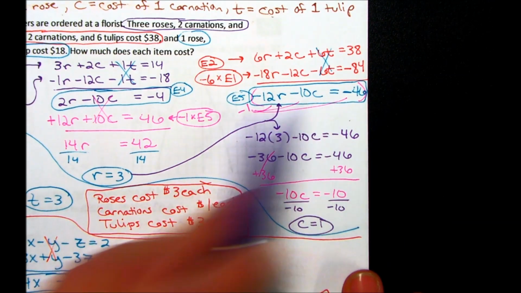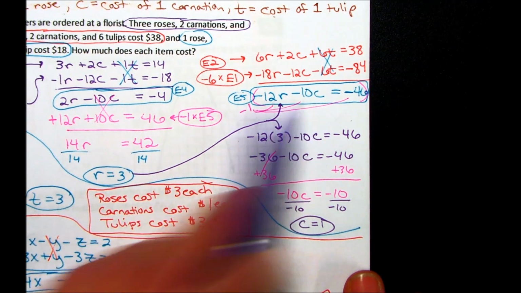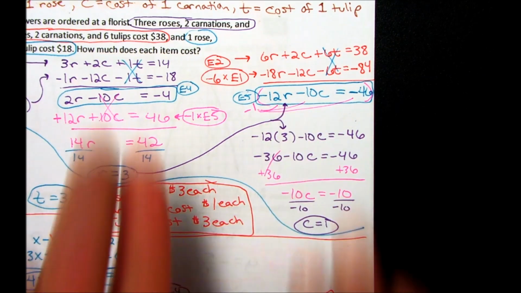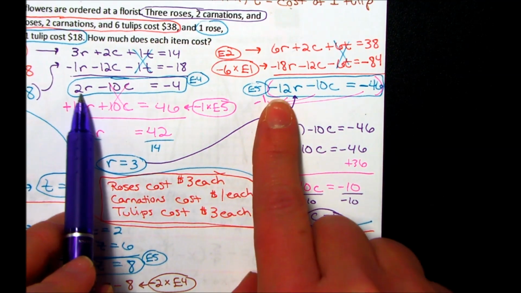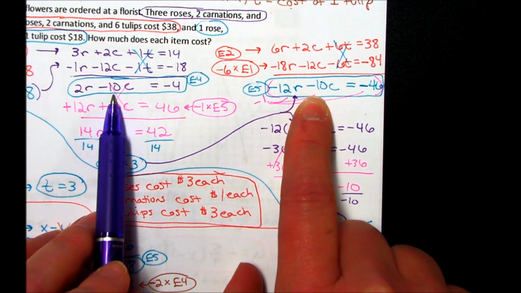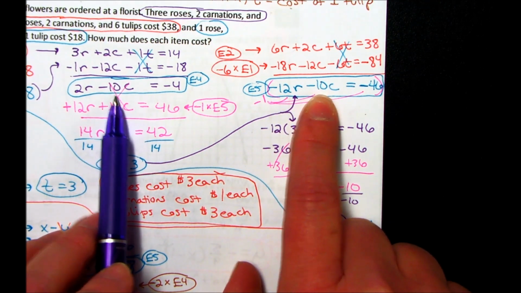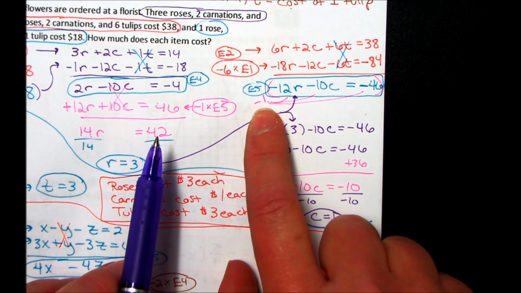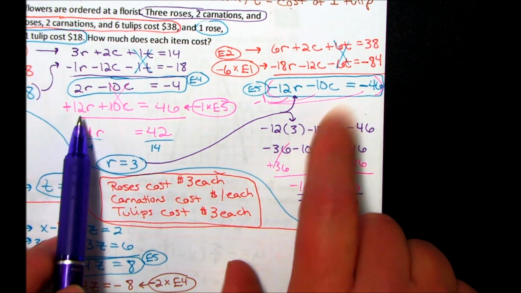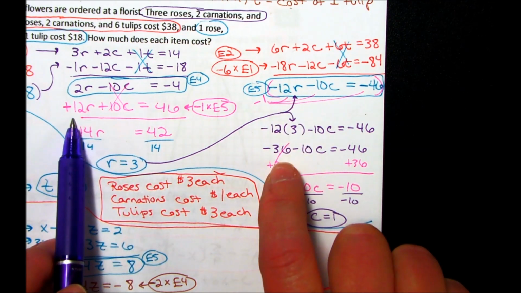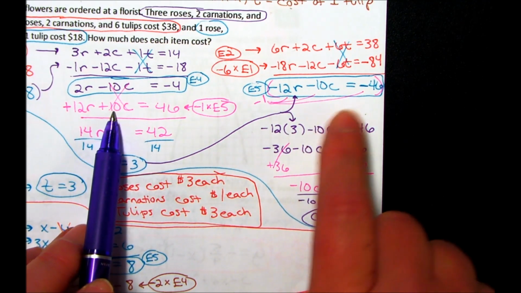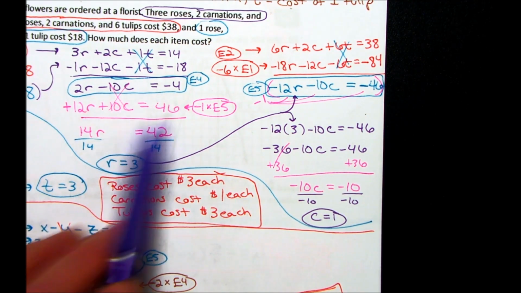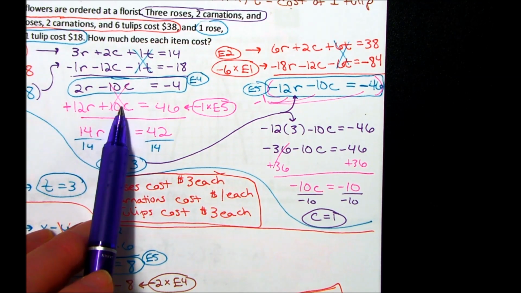So now that I have two equations with r and c in them, I can then use elimination to cancel out either the r or the c. So what I noticed here, if I look at my coefficients for r and I look at my coefficients for c, the coefficients for c are the same. They're both negative 10. So if I just multiply this equation 5 by negative 1 and change all those signs, then the negative 12r becomes positive 12r, the negative 10c becomes positive 10c, and the negative 46 becomes positive 46. And then when I combine that with my equation 4, the c's will cancel out.